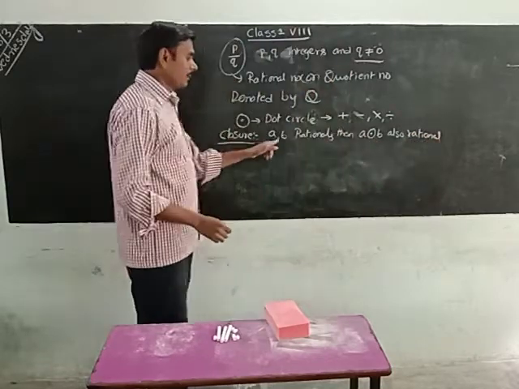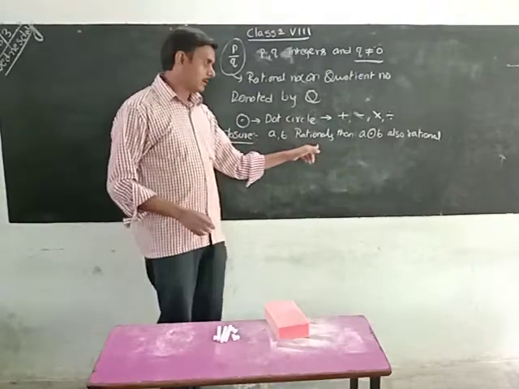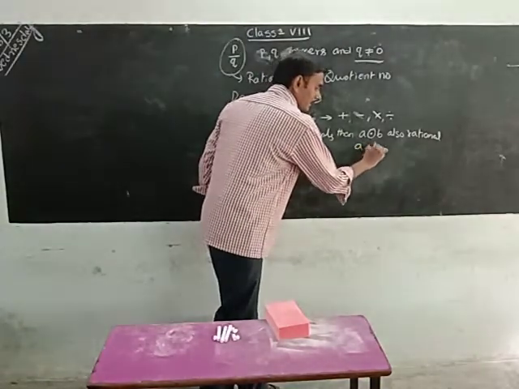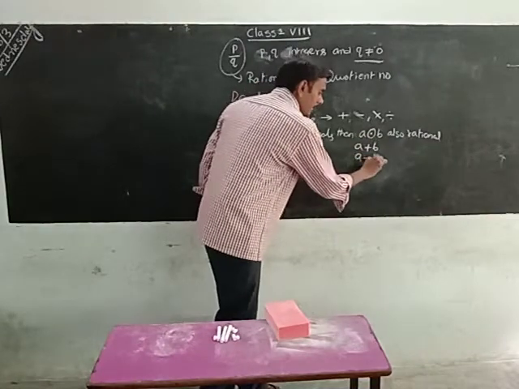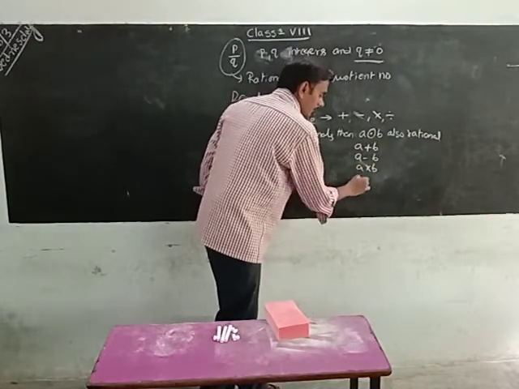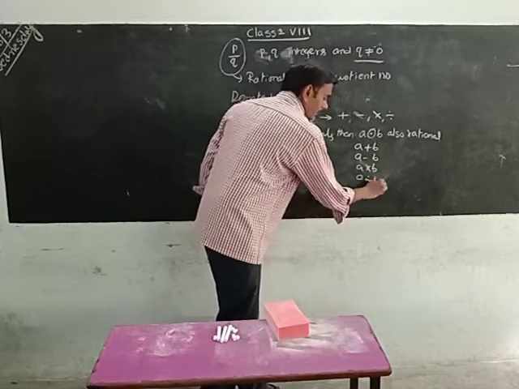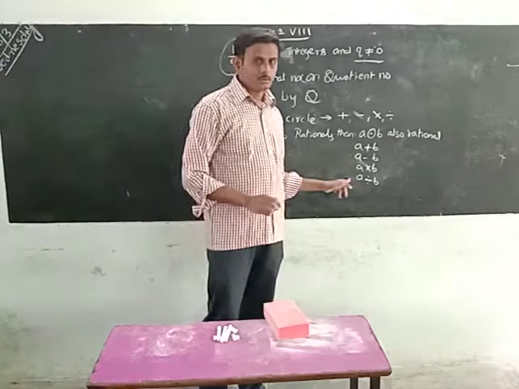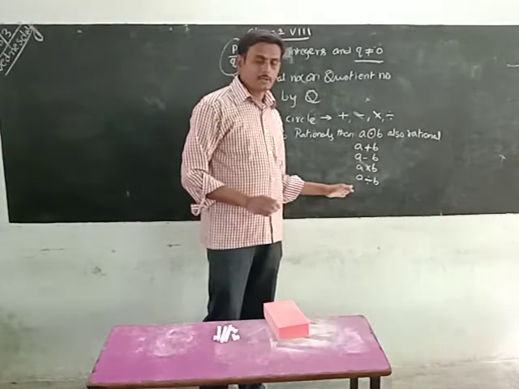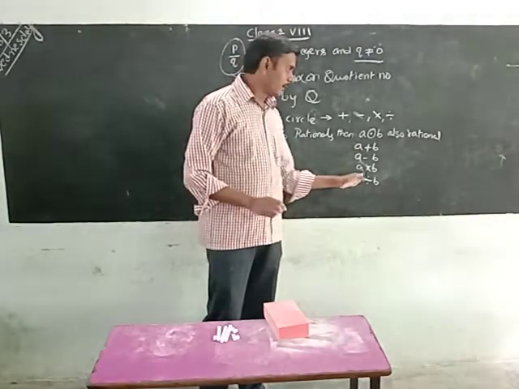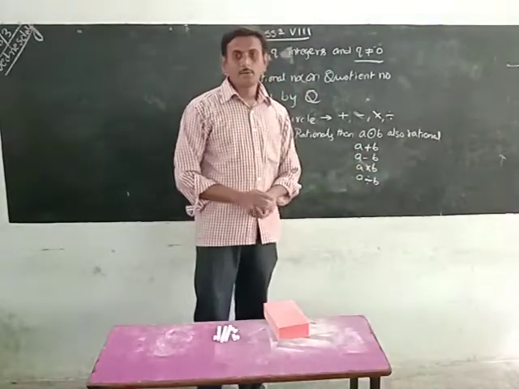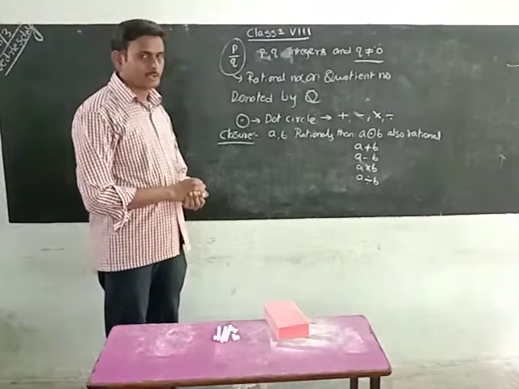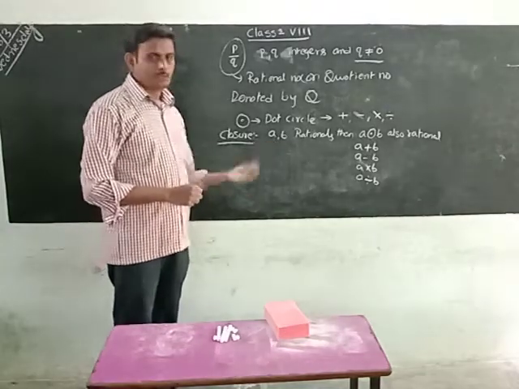If a, b are two rational numbers, then a dot circle b means either a plus b, or a minus b, or a multiply b, or a divided by b. You can take any one operator at a time. If we get a rational number as the solution, then only we can say the closure property is followed by the rational numbers. Already we did an example.